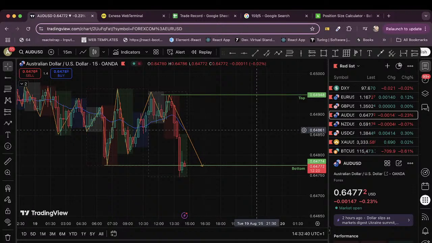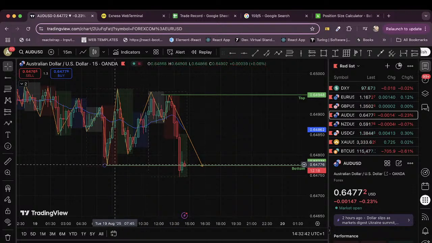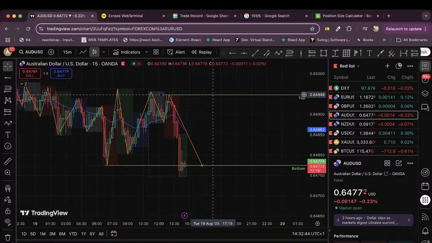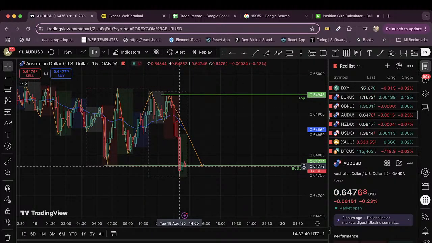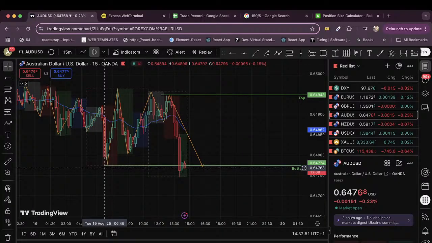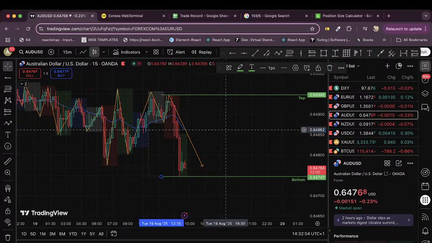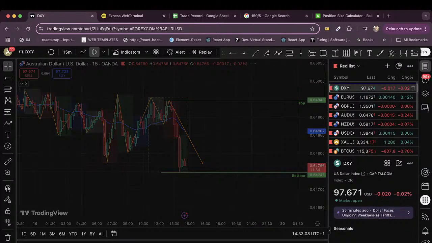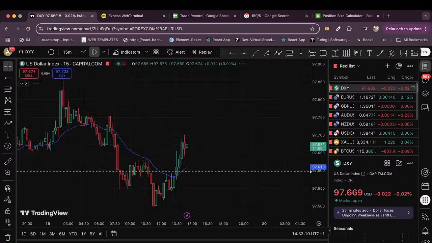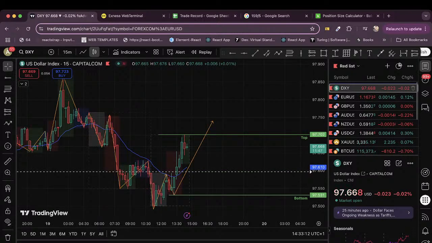All right, so back to the matters. We can see that's the top there, and this was the bottom. As you can see, the bottom was taken out here. So you see the correlation I'm talking about. You see how all the major pairs are in almost the same condition. All of them are trading separately, but they are in almost the same condition. And just like I told you, if DXY is doing one thing, the major pairs are doing the opposite. It's as simple as that.